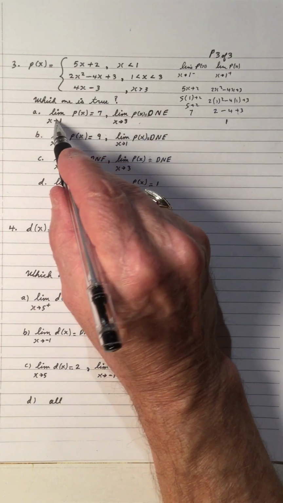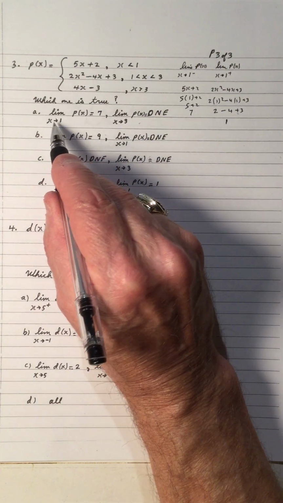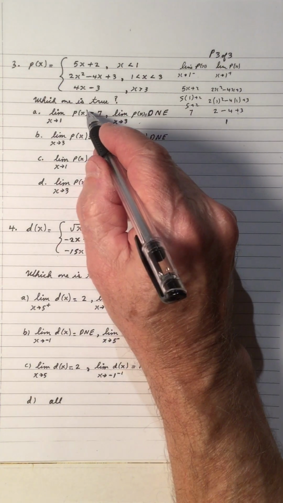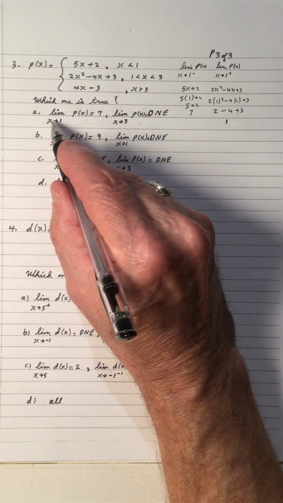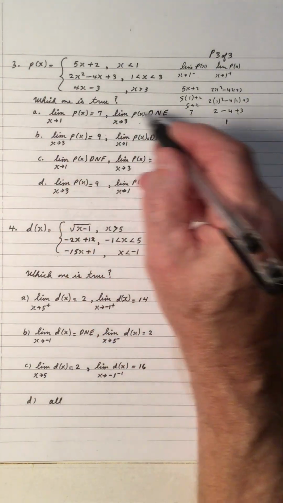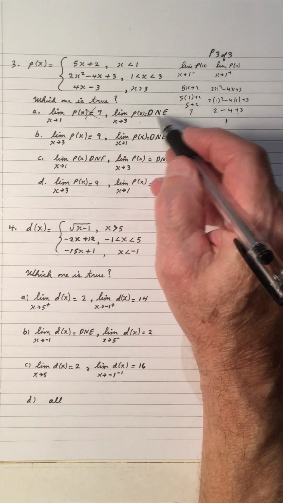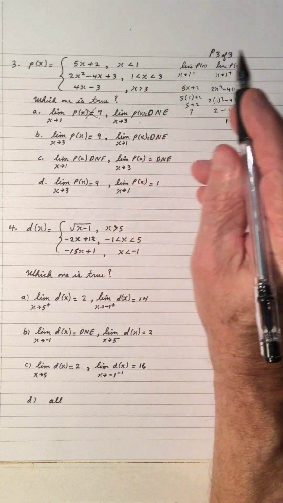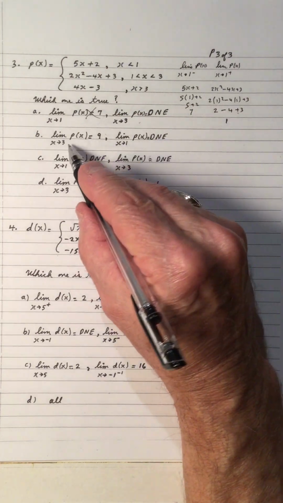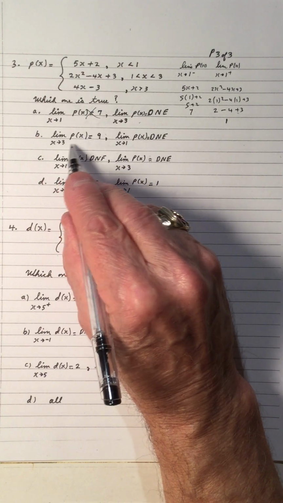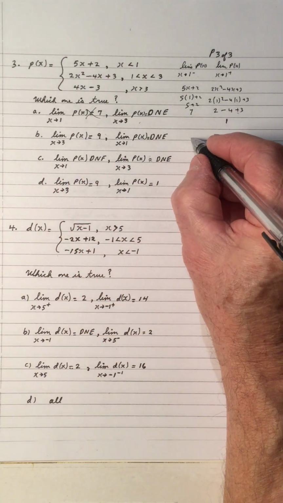To the left is 7, to the right is 1. So this is not true. We can't say this because they're not equal, so this is false. We don't even have to look at the 3. But we've got to look at the 3. So the limit of p of x as x approaches 3. We have to look at the 3 now.